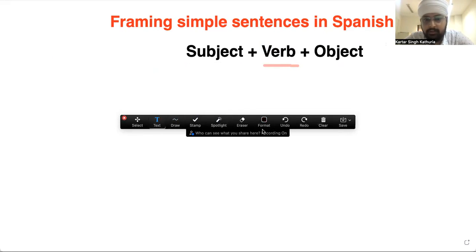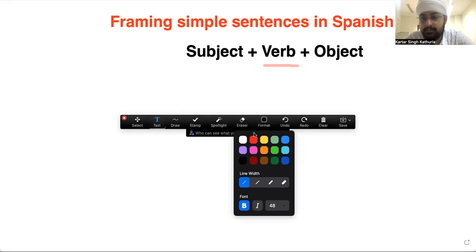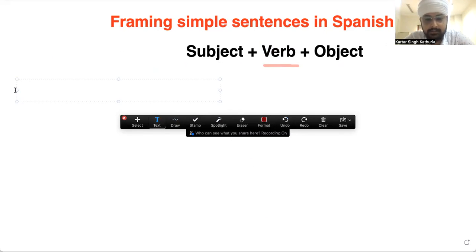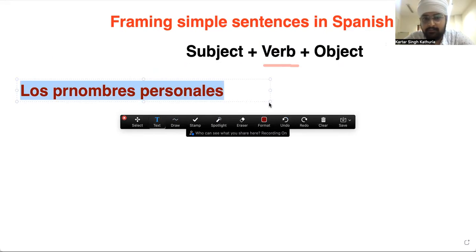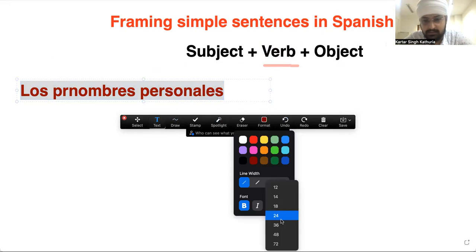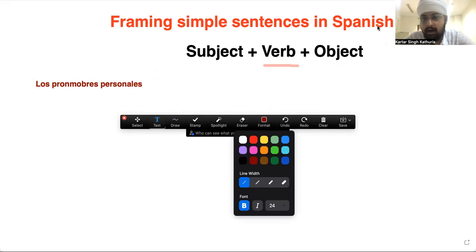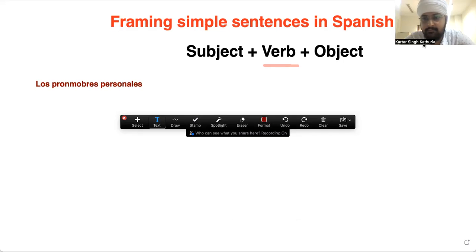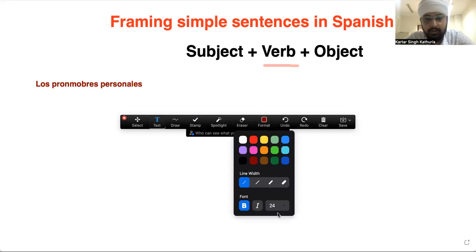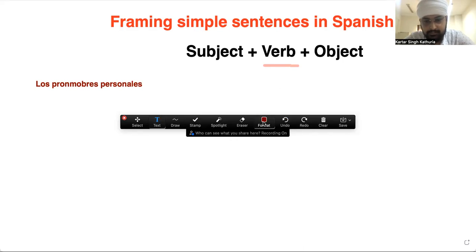So before moving further, we need to understand the personal pronouns. In Spanish, we call it los pronombres personales. These are the words that will tell us who is doing the action. Los pronombres personales. So like in English, we have I, you, he, she. In the same way, we have in Spanish the following personal pronouns.